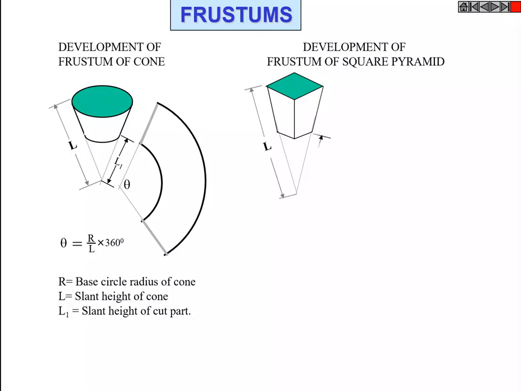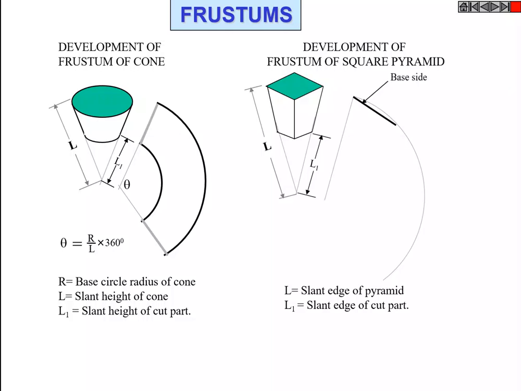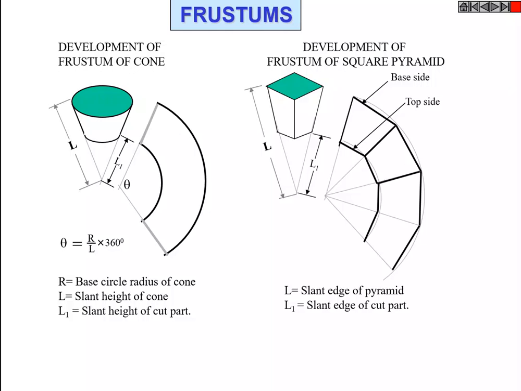If you develop the frustum of a square pyramid, with L as the slant edge of the pyramid, draw the arc and connect with respect to the slant edges, and draw the arc for the given side with respect to the connecting points. If you draw the straight lines like this, you'll be able to get the frustum of the square pyramid.